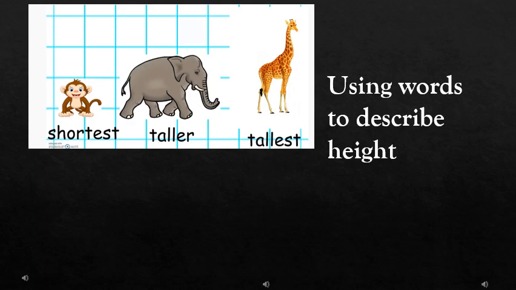Can you point to the tallest animal? What about the shortest animal? Let's see. We have the giraffe, the elephant, and the monkey. If you chose the giraffe as the tallest animal, then you are correct. If you chose the monkey as the shortest animal, then you are also correct.